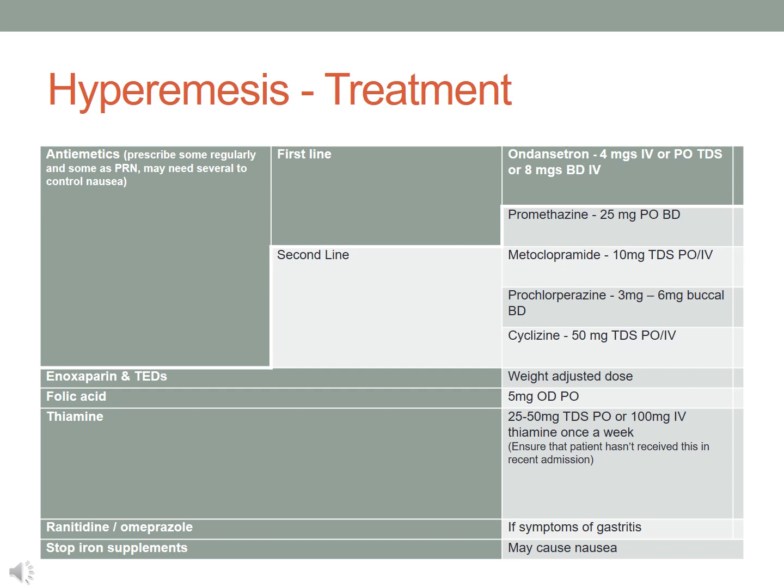It shows which are the first and second line antiemetics, and also how much folic acid and thiamine need to be prescribed. Please stop any iron supplements, and please prescribe ranitidine or omeprazole if there are symptoms of gastritis. Please also remember to do a VTE assessment on these patients. They are most likely to require enoxaparin and TED stockings. Please make sure these are prescribed, as obviously they are in a high-risk period for having a thromboembolism.